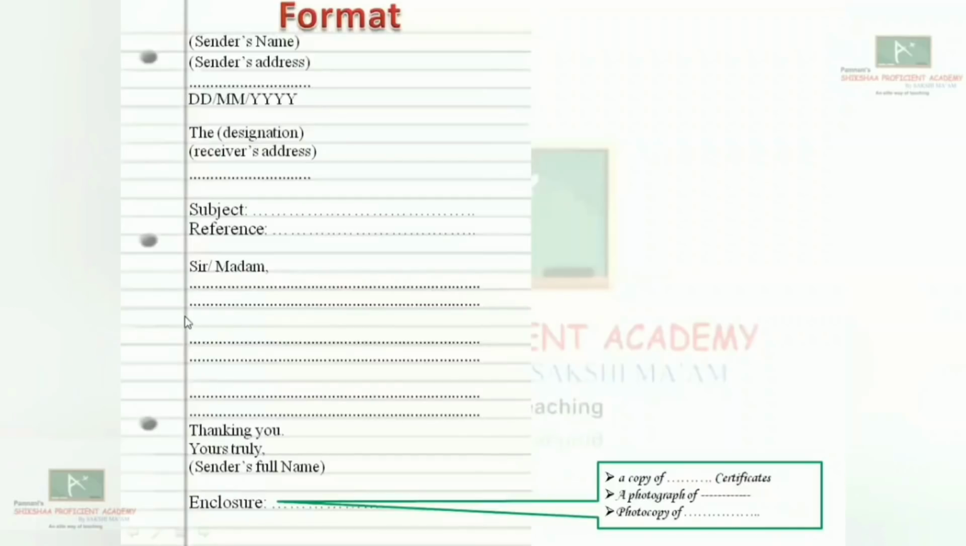Leave a single line in between your paragraphs. End it with a thank you note. Next line, you write your closing remark, that is yours truly, yours sincerely, yours faithfully, yours obediently, and sender's full name. Enclosure is required only when you are submitting a job application, usually.